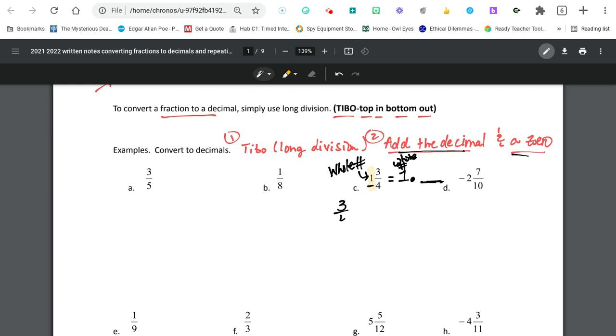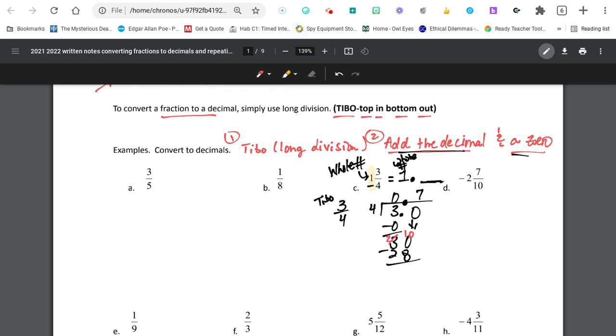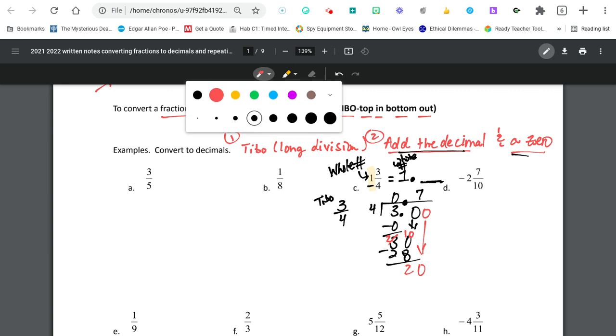To figure out what's behind the decimal, only TBOW 3/4. Add a decimal and a 0, bring it up. 4 won't go in a 3. Bring down the 0. 4 will go in 30 7 times. That's 28. You're going to have to regroup. Add another 0. I don't have a remainder yet. 4 goes into 20 5 times.